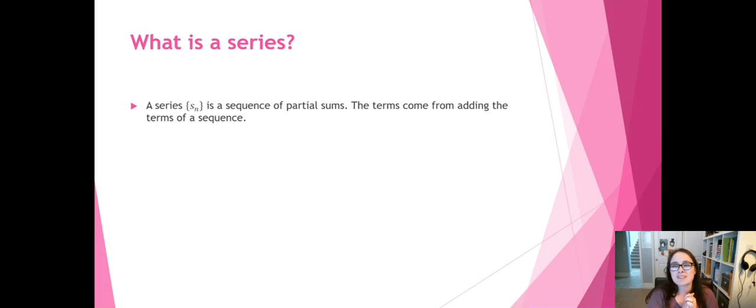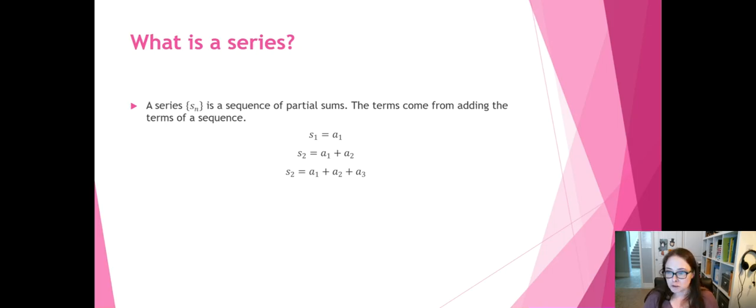And a series is a sequence of partial sums. I know it sounds like a mouthful, but really what we're doing is we're taking a sequence, and instead of just listing out the terms of the sequence, we're going to start adding the terms together. Okay, and they're partial sums, so for instance, with the first term, it's just going to be the first one. When I get to the second, well, I'm going to add the first two terms of the sequence together to get the second term of the series.